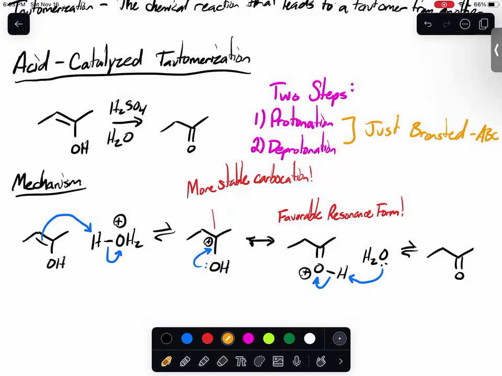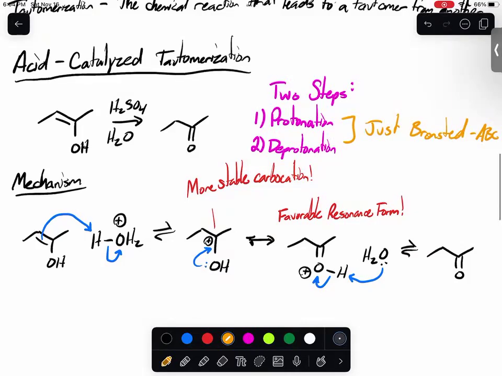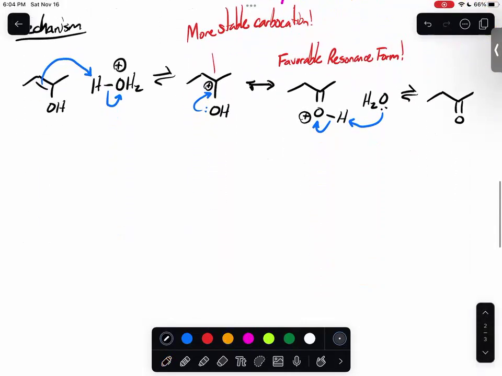So we could have talked about this mechanism all the way back with acid-base chemistry, but of course we needed a little bit more information to actually be able to fully do it. So that's the acid catalyzed route, right? Sulfuric acid and water will get you from the enol to the ketone, but what about the base catalyzed tautomerization?